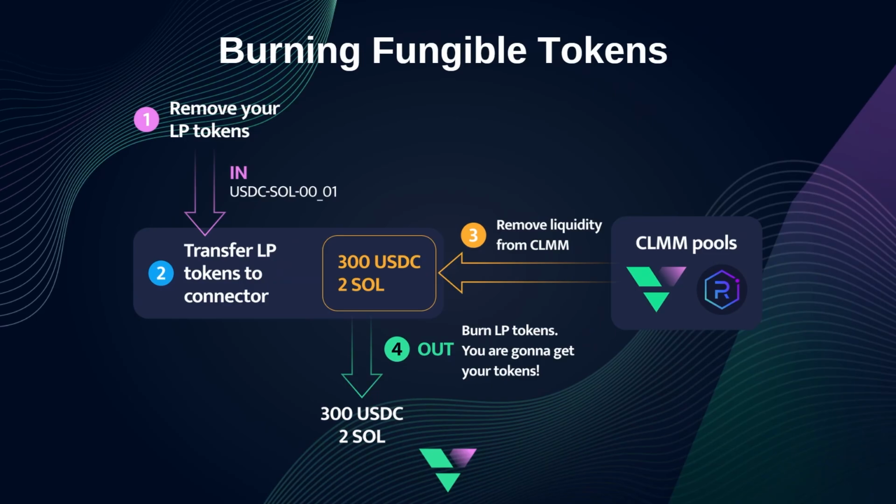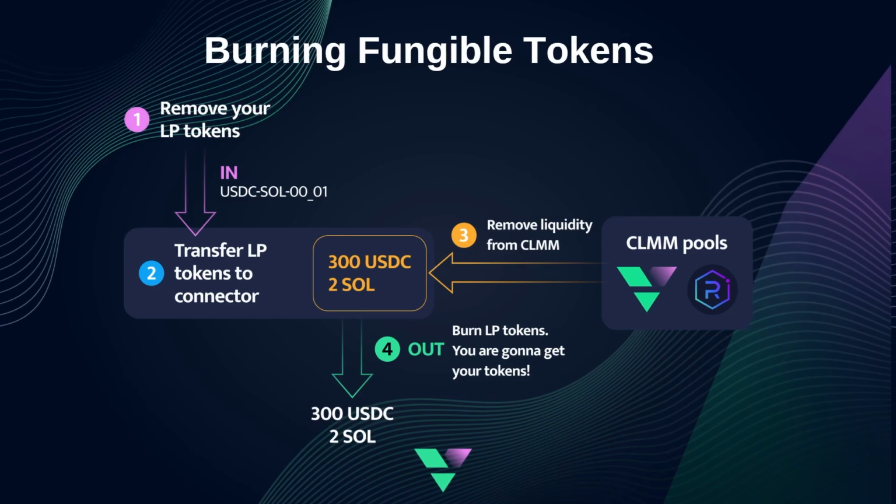In the opposite direction, the user must send the fungible LP tokens representing their share of the position to the tokenizer program, which will simultaneously burn those LP tokens and withdraw the user's original tokens from the CLMM, increased by the fees that were compounded in the position.